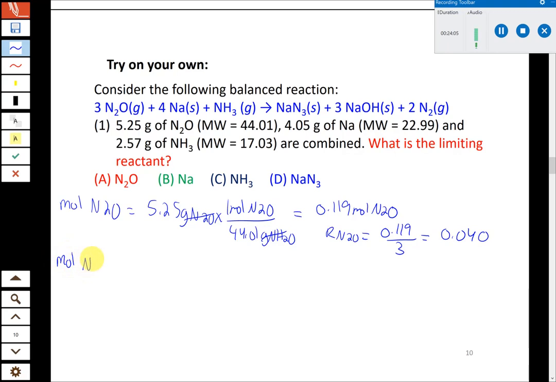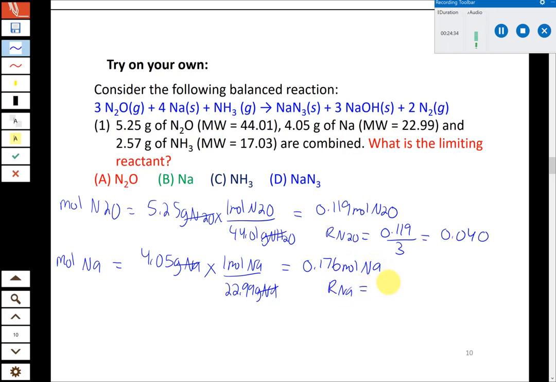Same thing for Na, sodium. So we have 4.05 grams. And in this case, we're going to just use the atomic mass of sodium, which is given, but we could also get it from the periodic table. 1 mole of sodium has a mass of 22.99 grams. And so what we end up with is 0.176. And then the stoichiometric ratio for sodium is that number divided by its coefficient, which is 4. And so we get a number that's a little bit bigger, 0.044.